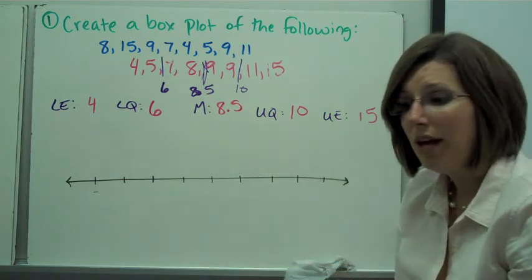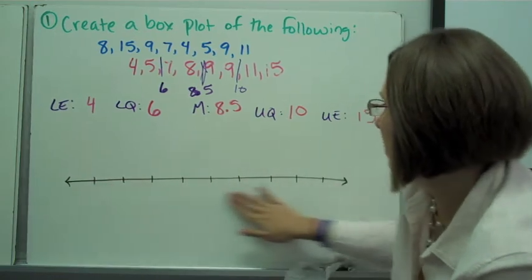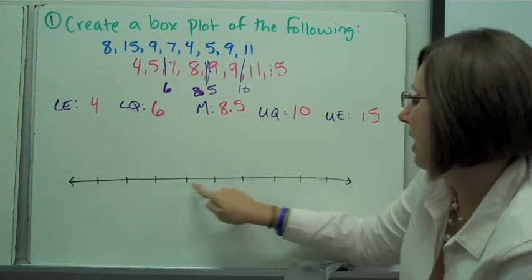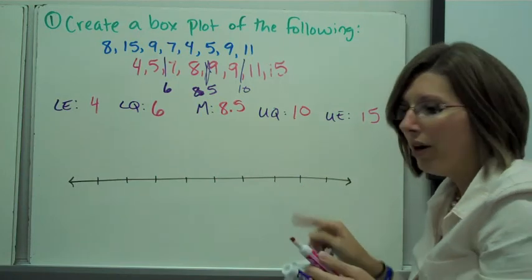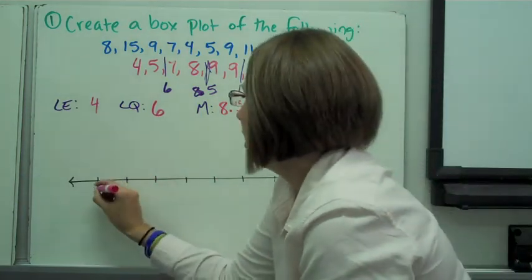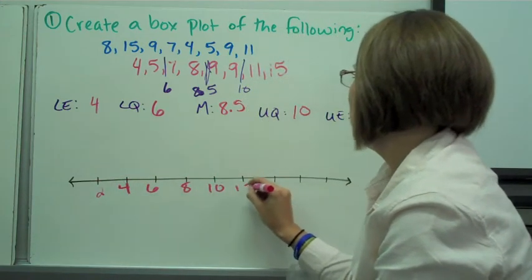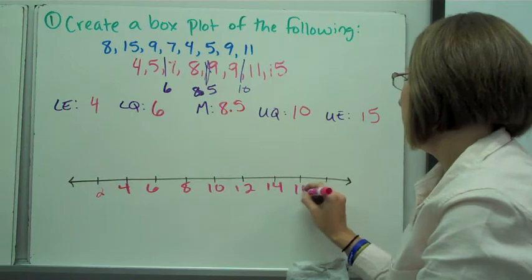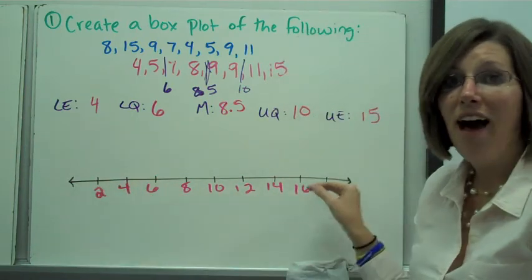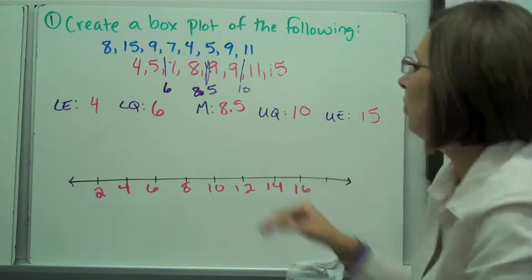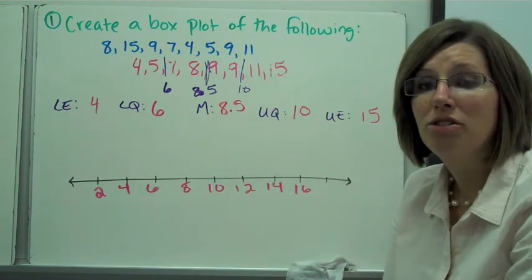So looking at my number line, I can actually count by 2s if I want to. So let's see, that would be 2, 4, 6, 8, 10, 12, 14, 16. So that would work. If you're lucky, you'll get a number line that is already made up to match your data. Sometimes you just have to make your number line yourself.